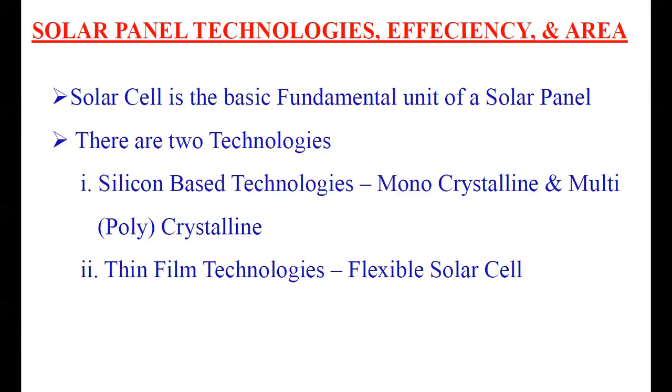The solar cell, what are the different technologies of the solar panel? The solar cell is the basic fundamental unit of a solar panel. Mainly there are two technologies. One is the silicon based technology, that is monocrystalline and multicrystalline, also known as polycrystalline modules. And the second one is the flexible solar cell, that is the thin film technologies.